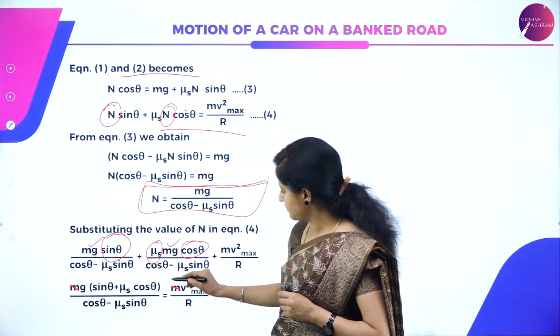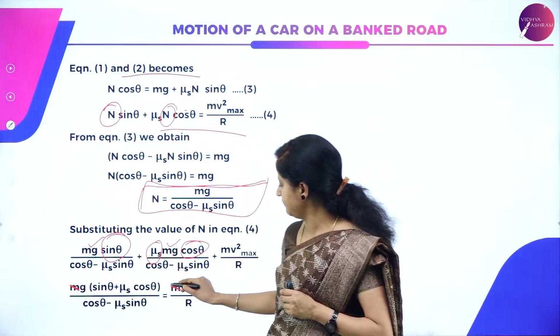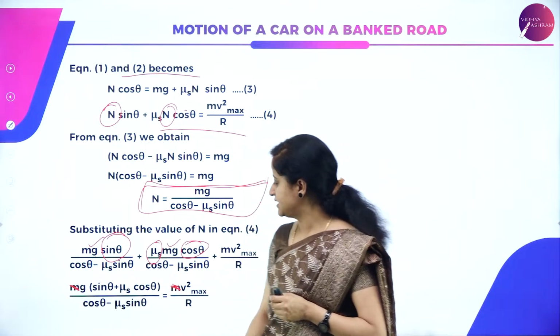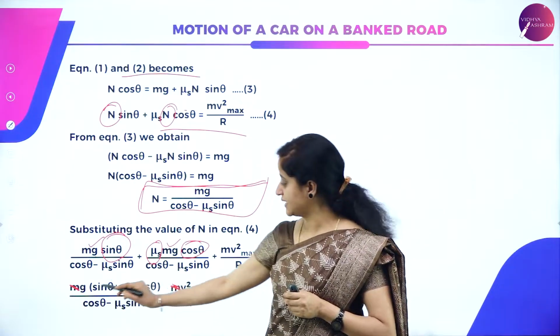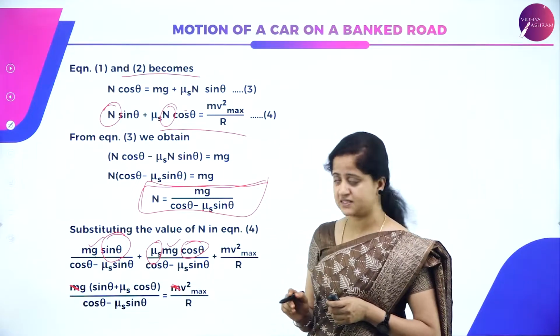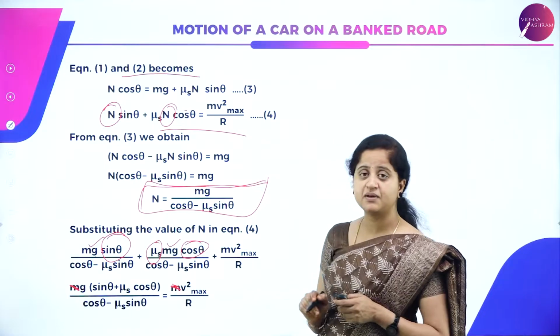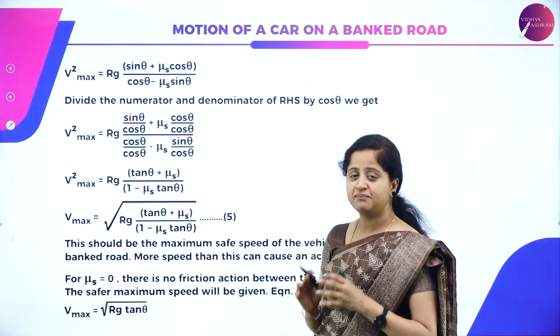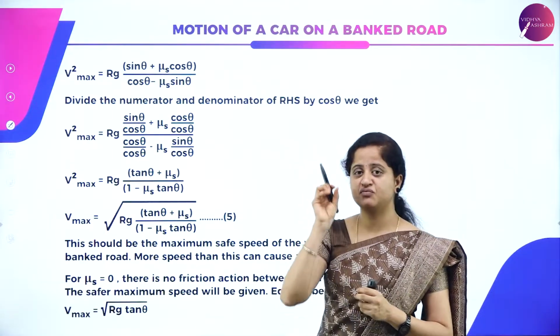So now in these two expressions, m is common, so cancel m, and we remain with g into (sin theta plus mu s cos theta) divided by (cos theta minus mu s sin theta), which is equal to v square max divided by r. Remember, here we are going to derive an expression for velocity.